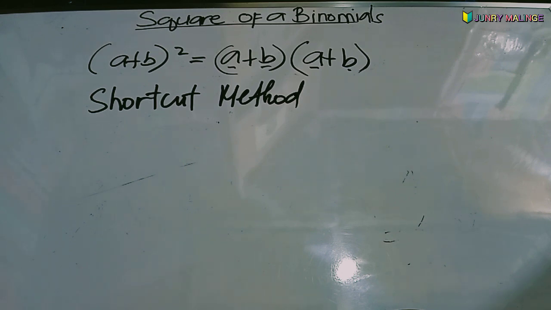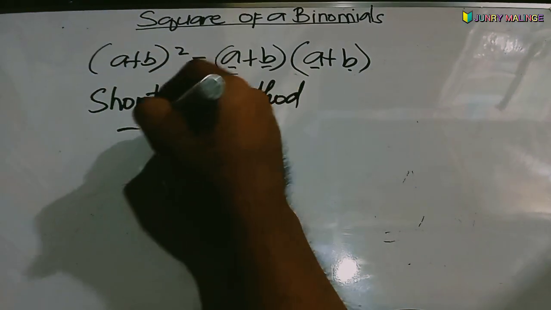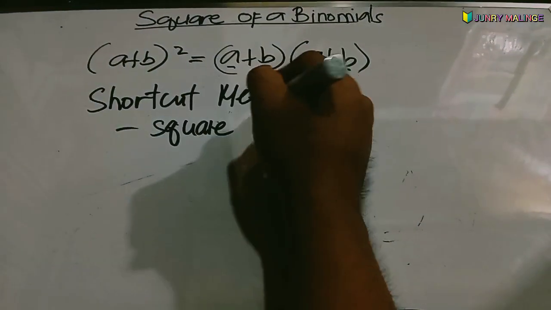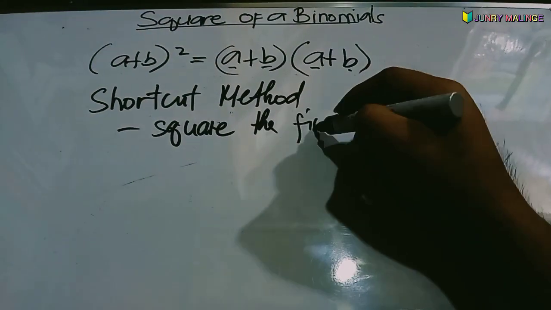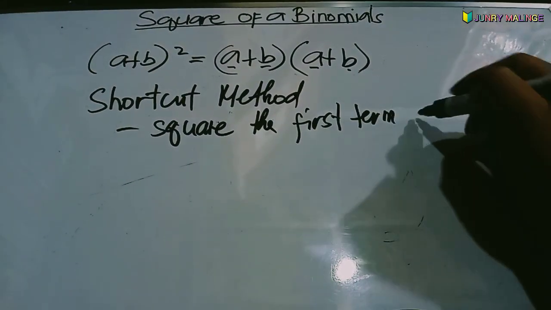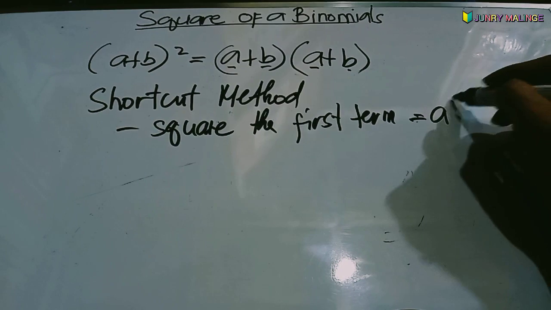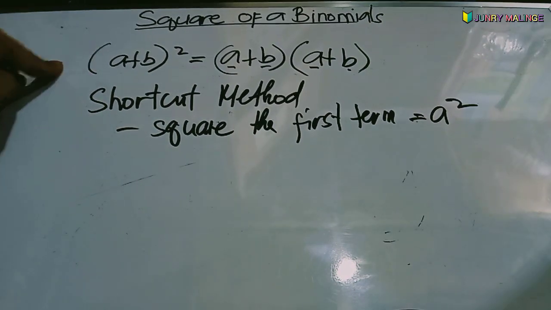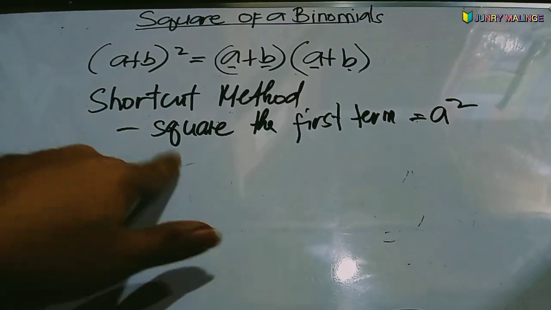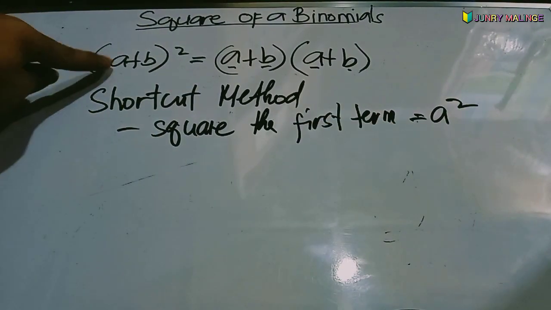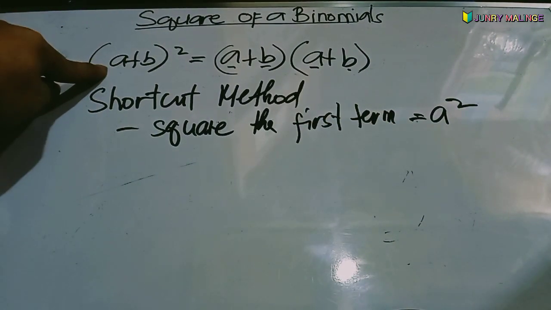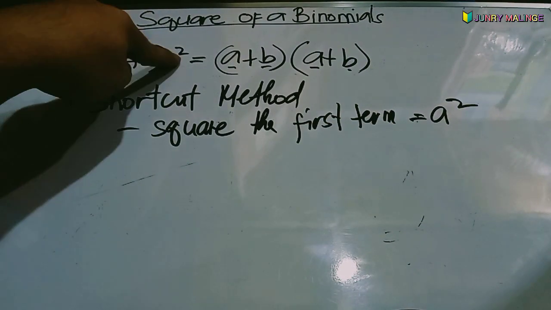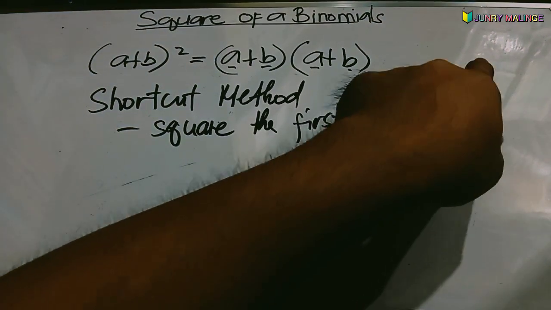Ayan, ito guys. Shortcut method, the first one is we're going to square the first term. I-square natin ang first term. Square the first term. For example, this one, quantity a plus b squared. So we're going to square the first term. This is our first term, a. So a, and then square this one. So we have a raised to 2.